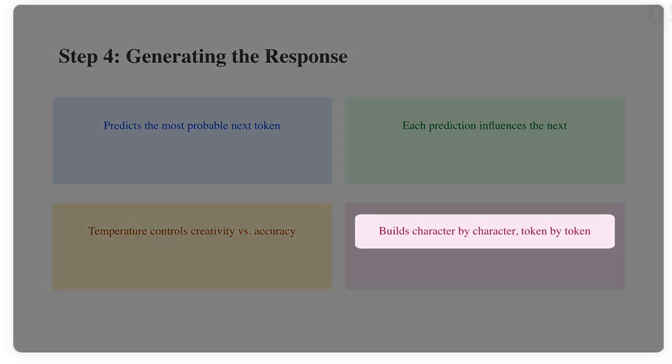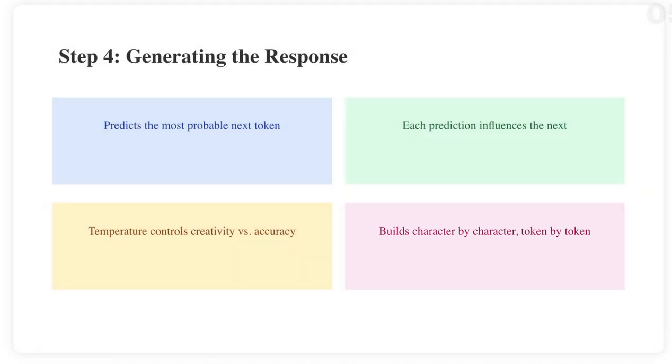The response builds character by character, token by token. This happens incredibly fast, usually in milliseconds, which is why it feels instant to you. But behind the scenes, the AI is making hundreds or thousands of these predictions in rapid succession to construct your complete answer. So, to summarize this step, the AI generates your response through a chain of token predictions, influenced by temperature settings, building the answer piece by piece. In our next step, we'll see what safety checks happen before this response reaches you.